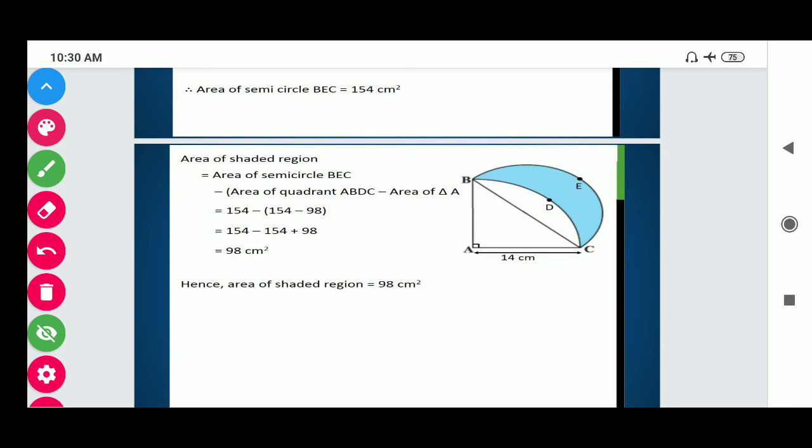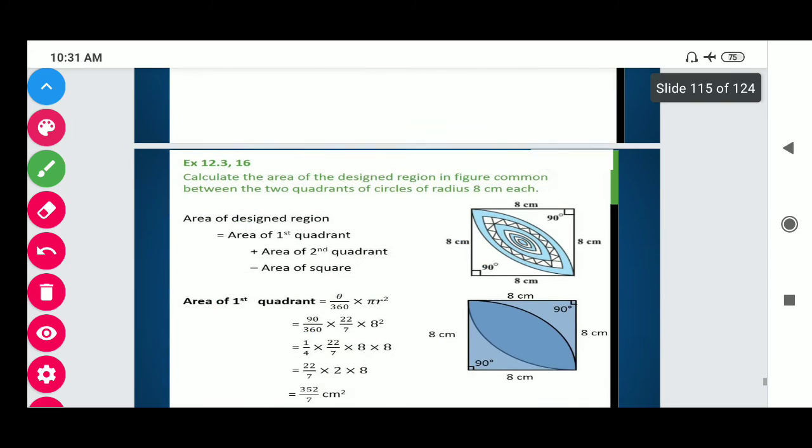Students, this is very easy. First we have to calculate the area of the quadrant. After that you have to find the area of triangle ABC. If we subtract the area of the triangle from the area of the quadrant, then we get this region. The region is BDCB. Now we have to subtract this region from the semicircle to get the shaded region. So in this way we get the answer 98 square centimeter.